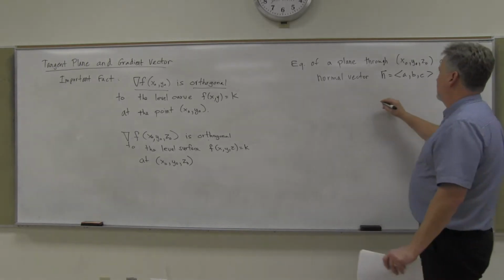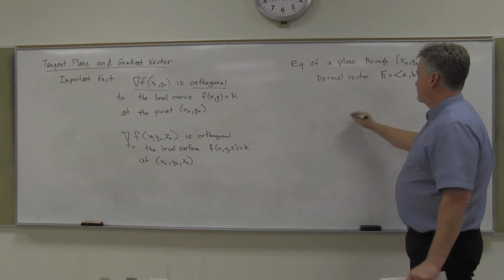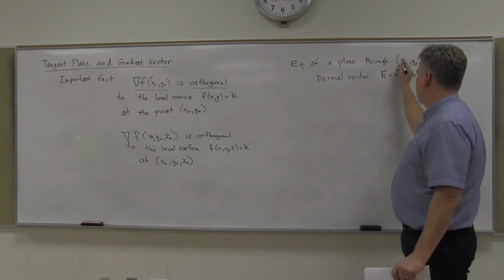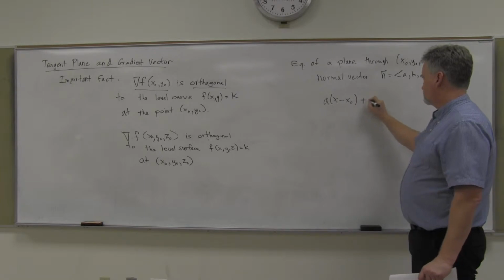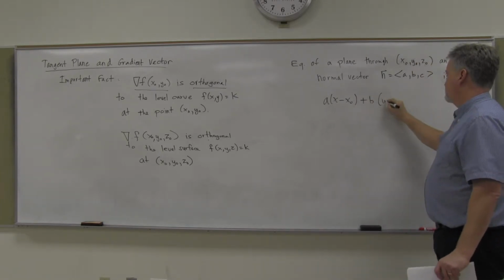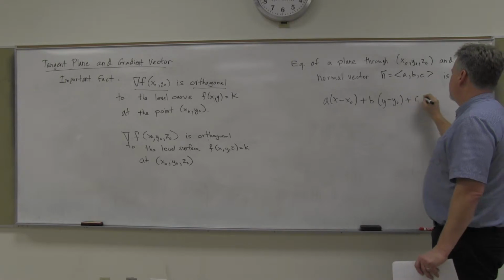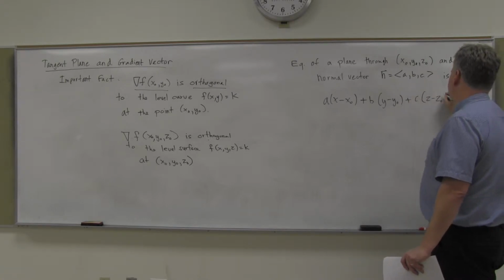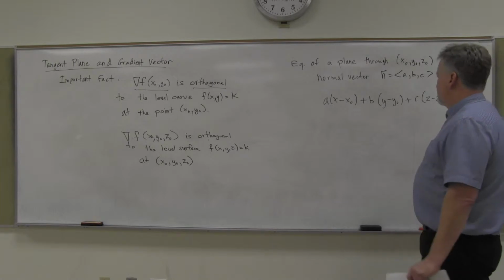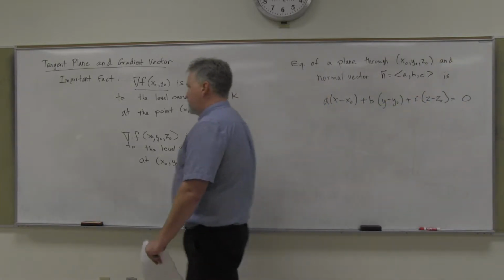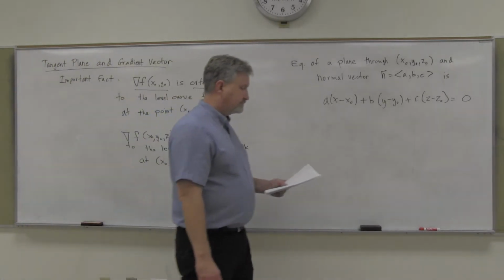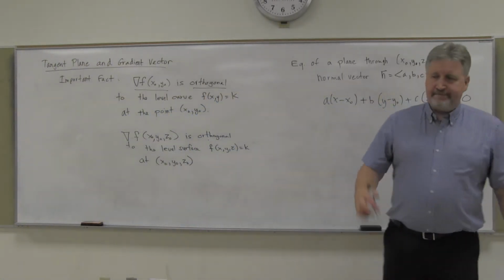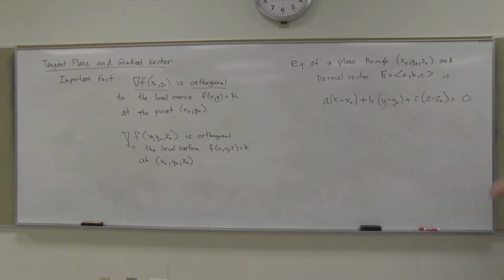And so that gave us a way to write down this equation. The equation of the plane is A times x minus x0, plus B times y minus y0, plus C times z minus z0, set equal to 0. That's going to be a plane. So if we know a point and a normal vector, you need those two things.